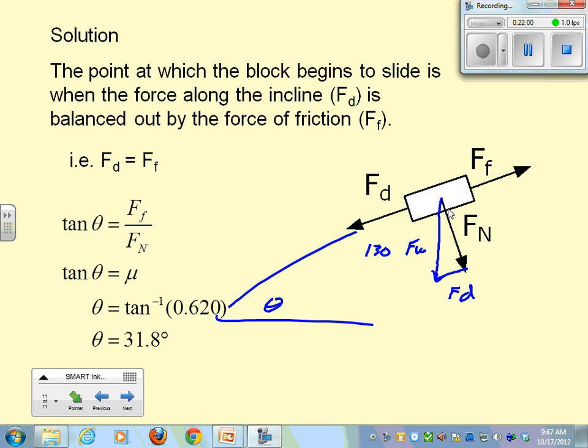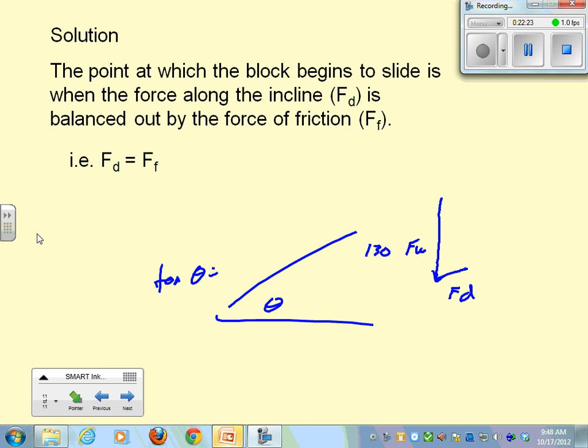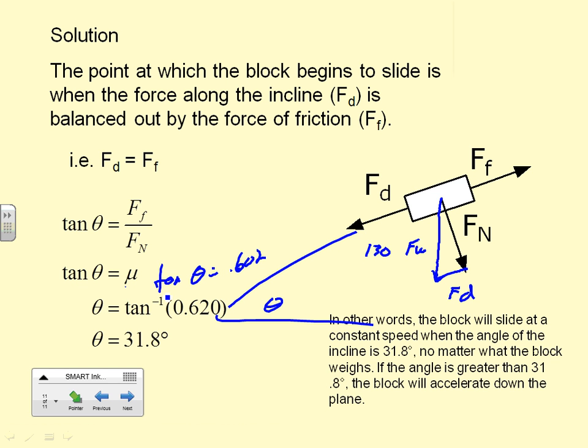If I go opposite over adjacent, then that's equal to tangent. So tan theta is equal to FF over Fn. But what else that I've just shown you is equal to FF over Fn? Mu. I can replace FF over Fn with good old mu, which we know to be 0.62. So tan theta is equal to 0.62, and then you just do that second function thing. Theta equals the inverse tan of 0.62, 31.8.